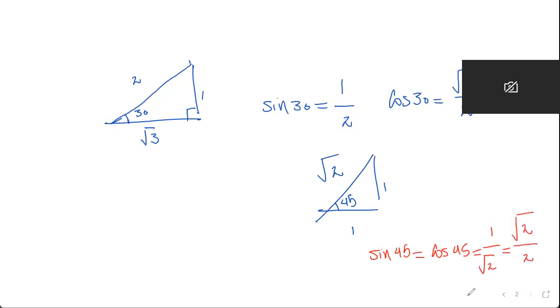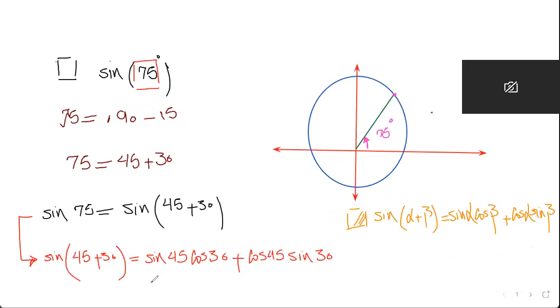Then as a result, by knowing this, I go back to here, and I notice that the sine of 45 is square root of 2 over 2.